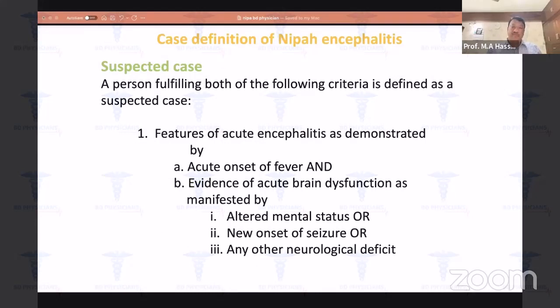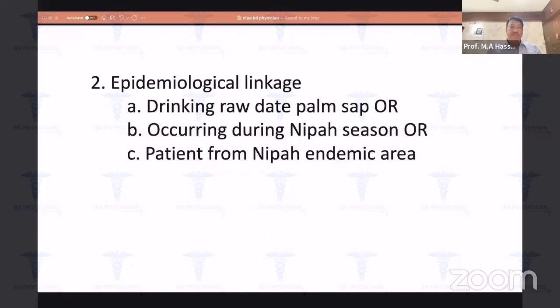As it is difficult to diagnose, there are some epidemiological criteria given for early detection of cases. So there are three types of Nipah encephalitis groups. One is the suspected group, which is defined by World Health Organization criteria, features of encephalitis. As mentioned before, it is fever, acute brain dysfunction, which is altered mental state, or new onset seizure, and any neurological deficit. So we will suspect this is a case in an endemic zone of occurrence of Nipah, which is previously shown in our map. And there may be some epidemiological link present.